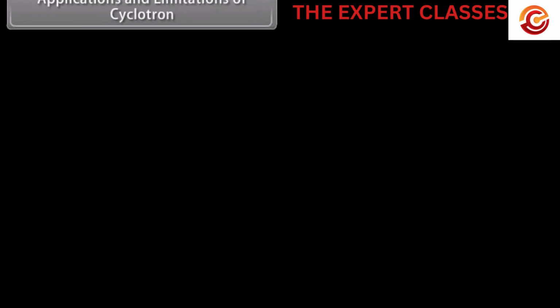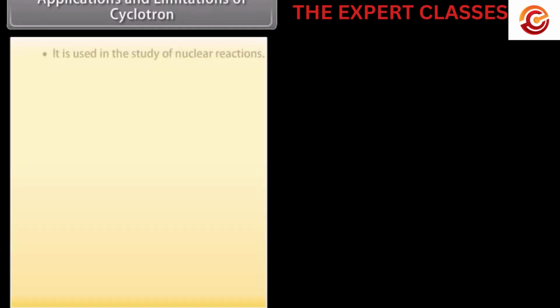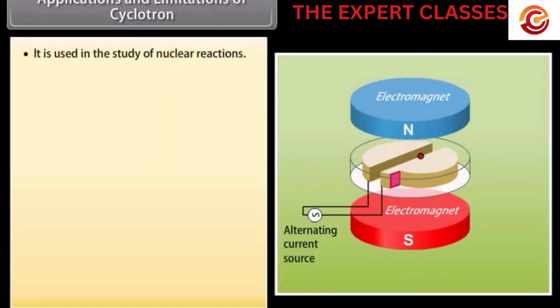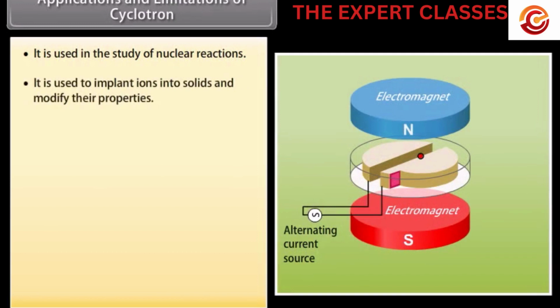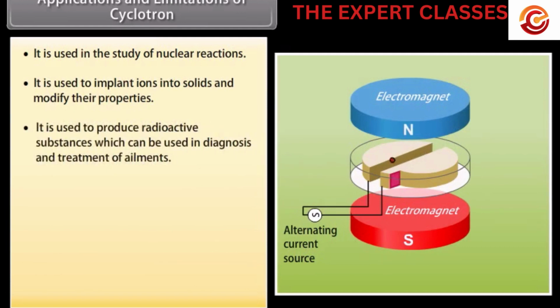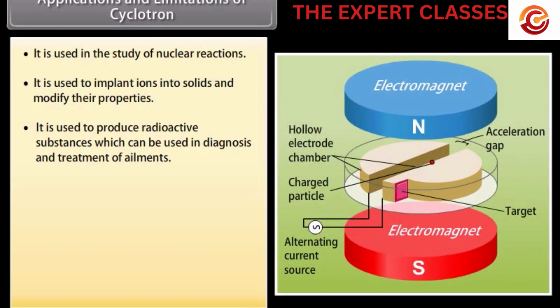Applications and limitations of the cyclotron. It is used in the study of nuclear reactions. It is used to implant ions into solids and modify their properties. It is used to produce radioactive substances which can be used in the diagnosis and treatment of ailments.